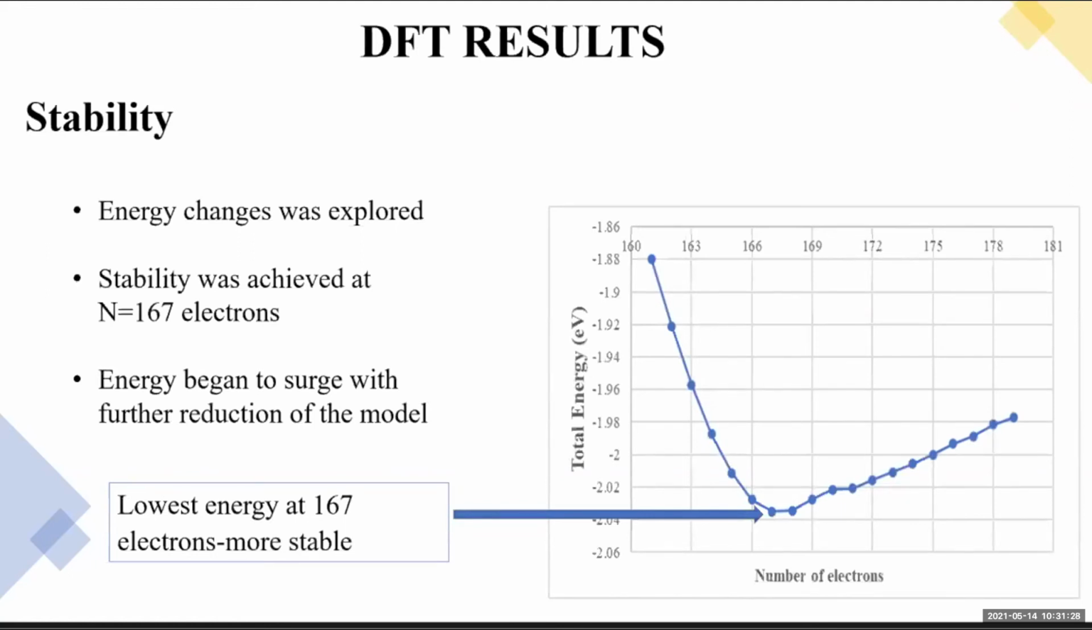I checked for the energy changes in my model by exploring varying number of electrons. So what I did was I changed the number of electrons for each of the models, and I tried to monitor what the energy changes were like. And I observed that stability was achieved when the model was reduced to 167 electrons. The neutral model contained 166 electrons. But then I realized that the energy began to surge as I increased more of the electrons.